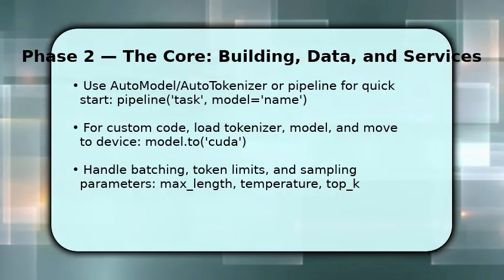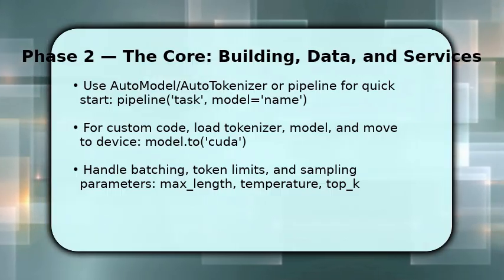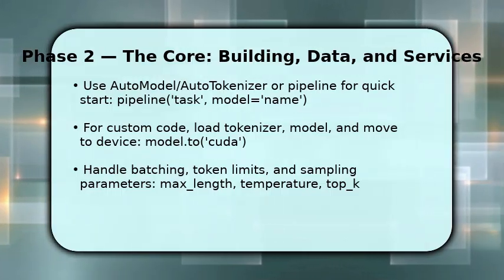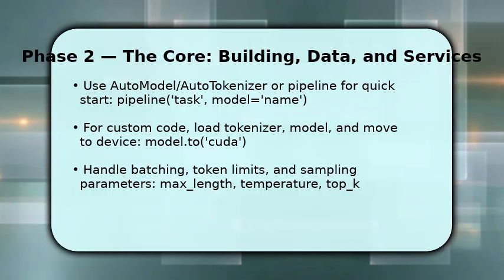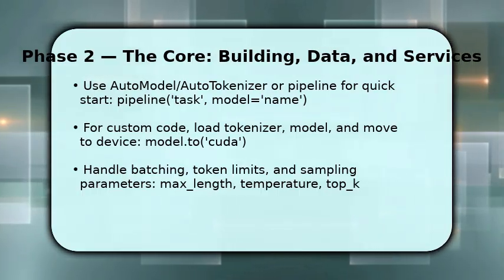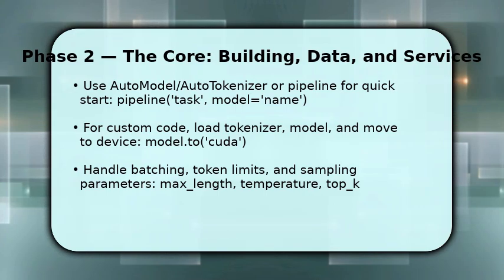Once done, tune generation settings like max length, temperature, and top K to balance quality versus cost. Also, watch tokenization edge cases. Truncated inputs change outputs noticeably.